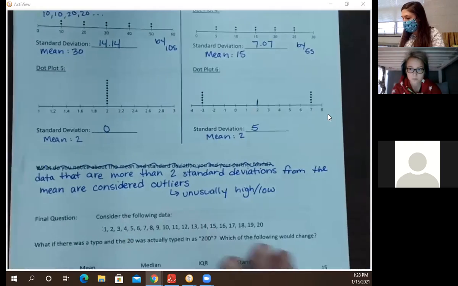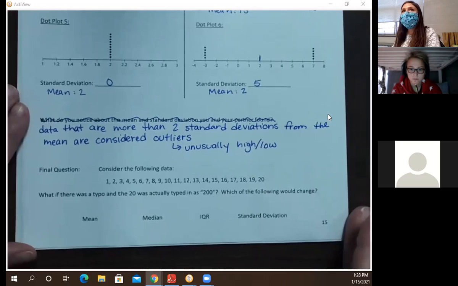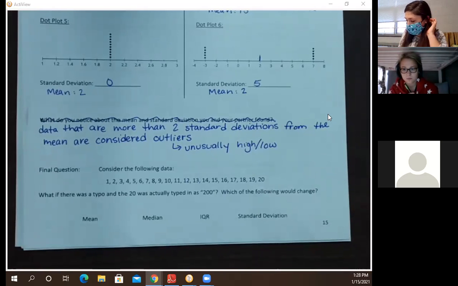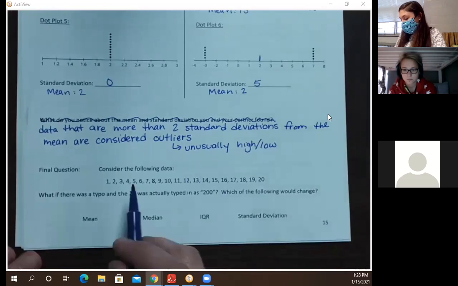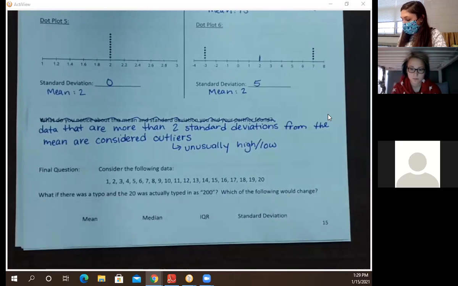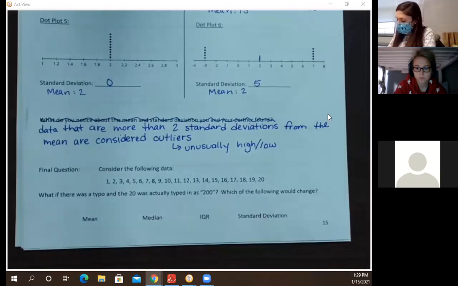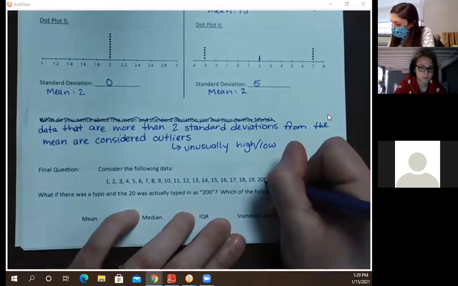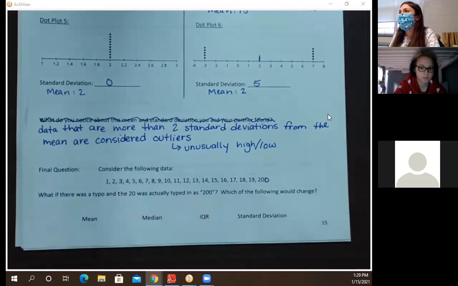Okay. So on page 15, we've got one more problem I want to take a look at, our final question here. So we've got a big list of values here. And we're probably going to look at what's the mean for this, what's the standard deviation, what are my quartiles. So let's say I'm trying to do those calculations on this data set, and I make a typo, and instead of typing 20, I type 200. Is that going to mess some things up?